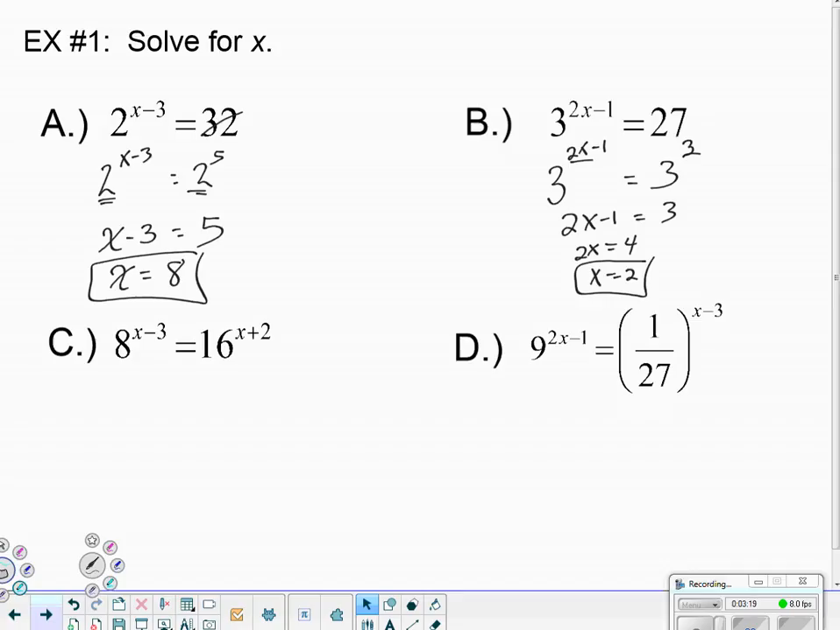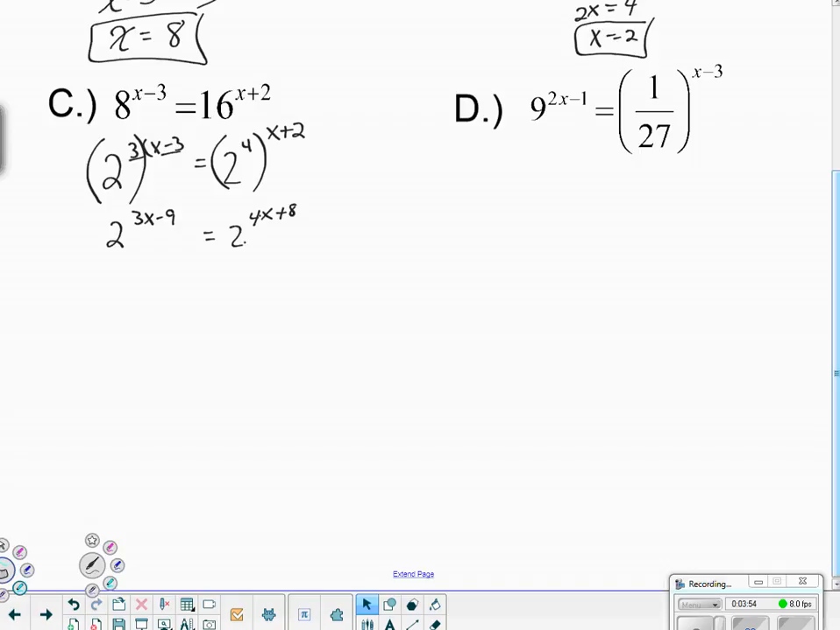Okay, this one's a little bit trickier because 8 squared, is it? 8 squared doesn't give you 16, 8 squared gives you 64, so it's not powers of 8. However, 8 I know as 2 to the 3rd. And 16, we just talked about it, 2 to the 4th. What do I do with this? Well, power to power, 3x minus 9, I can multiply, can't I? So I'm distributing as I multiply that through.